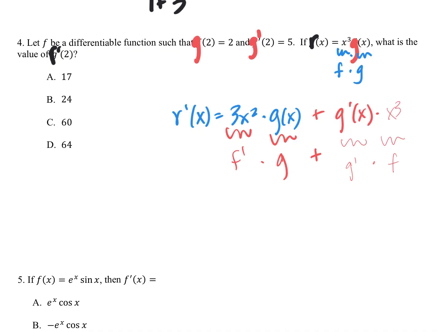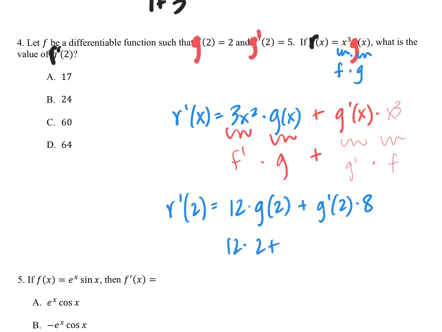Thanks, Reichert. Then we just need to go plug in 2. R prime of 2 is going to be, I need to plug a 2 in for every single X. What's 2 squared? 4 times 3? 12 times, I'm just going to write G of 2. And then I'm also just going to write plus G prime of 2 times 2 cubed? 8. Thanks, Sade. Did they tell us what G of 2 is? They told us. G of 2 just happened to be 2. Did they tell us what G prime of 2 is? 5.